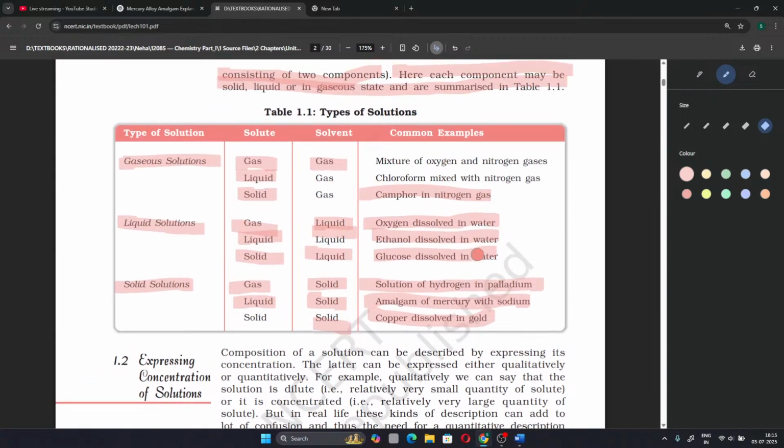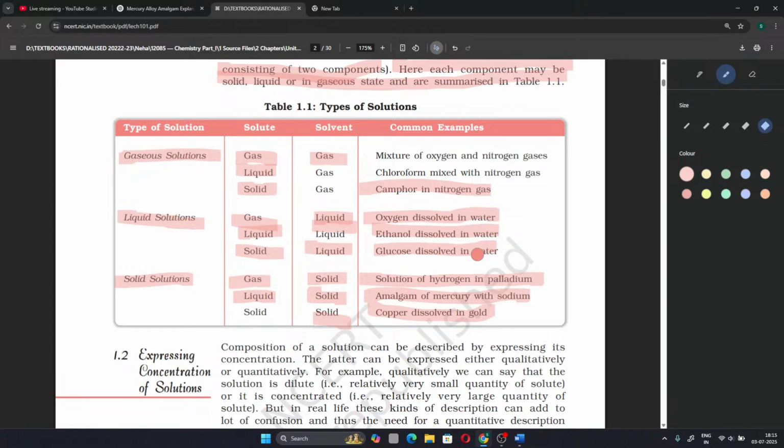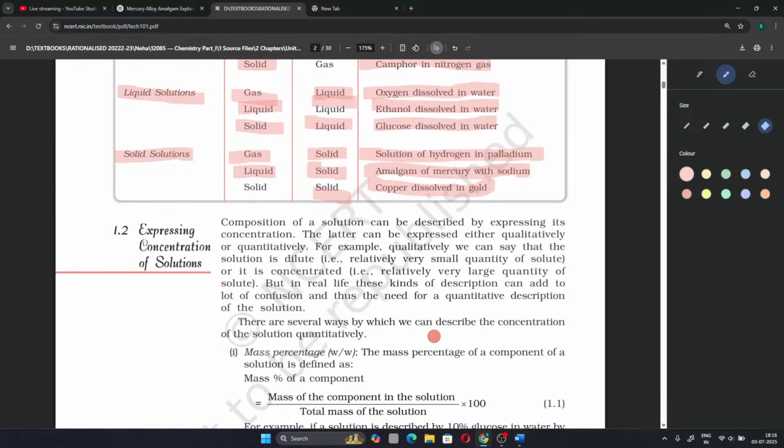Okay, basically a gas in gas solution is the atmosphere, air, a liquid in gas solution is chloroform in air, and a solid in gas solution is camphor or naphthalene, we can say. In liquid solutions, gas in liquid is oxygen or carbon dioxide dissolved in water. Liquid in liquid is alcohol dissolved in water. Solid in liquid is glucose, sugar, salt dissolved in water. And in case of gas in solid, we can take hydrogen in palladium. Liquid in solid, we can take amalgam of mercury and sodium. Solid in solid, we can take copper in gold.